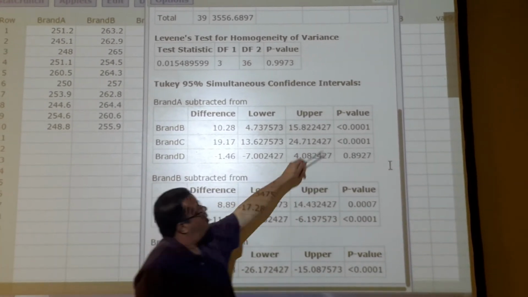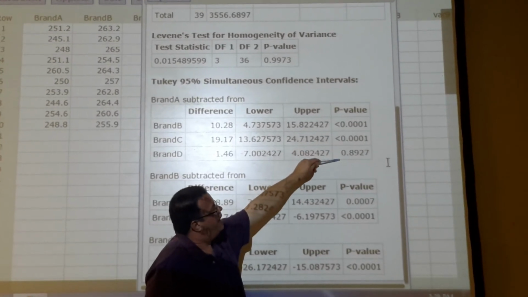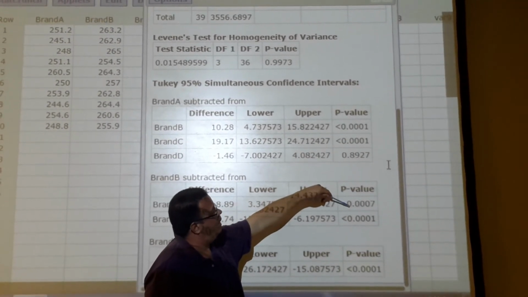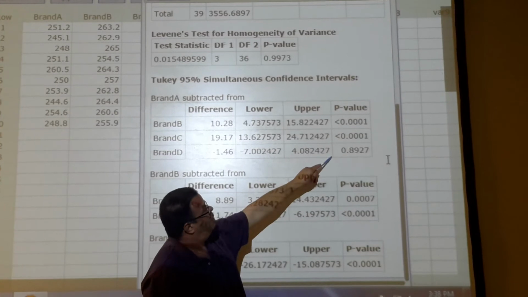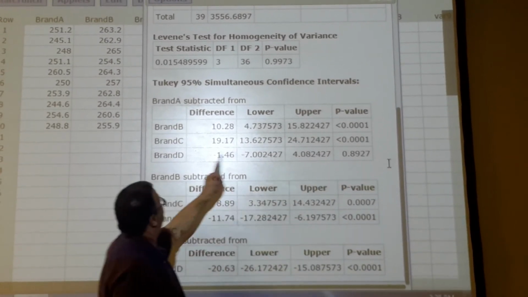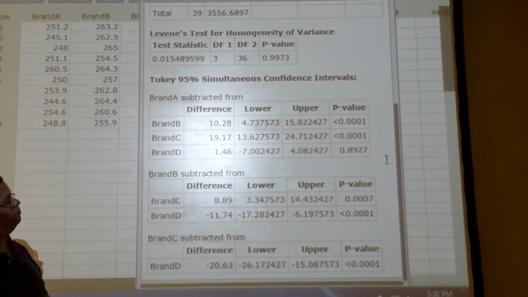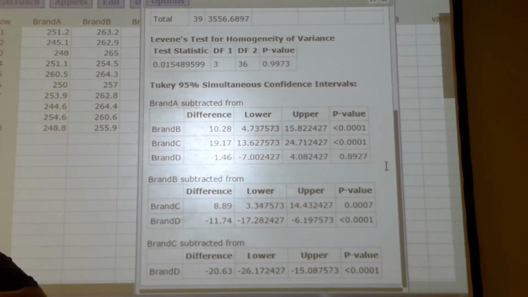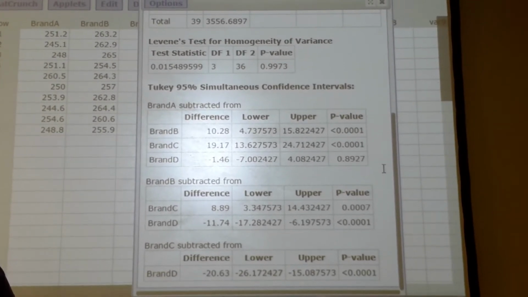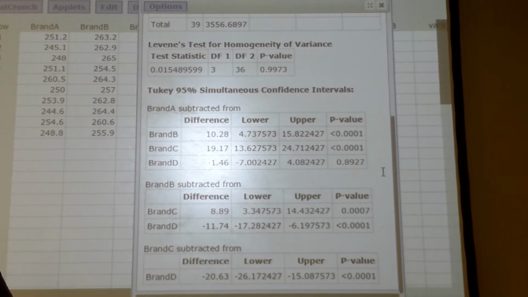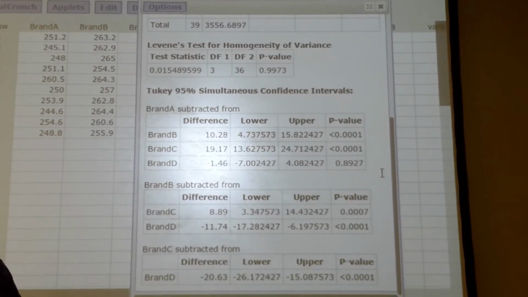Any of these pairwise tests that have p-values less than 0.05, so basically that's going to be every single one except for this one, the comparison between brand A and brand D. The p-values less than 0.05 tell us there's a significant difference between those two brands.